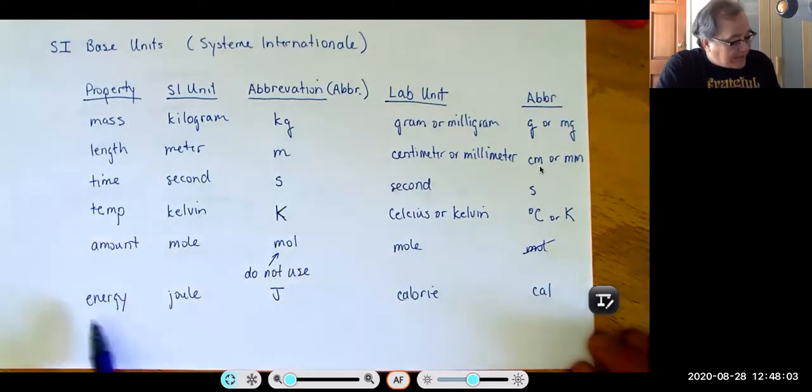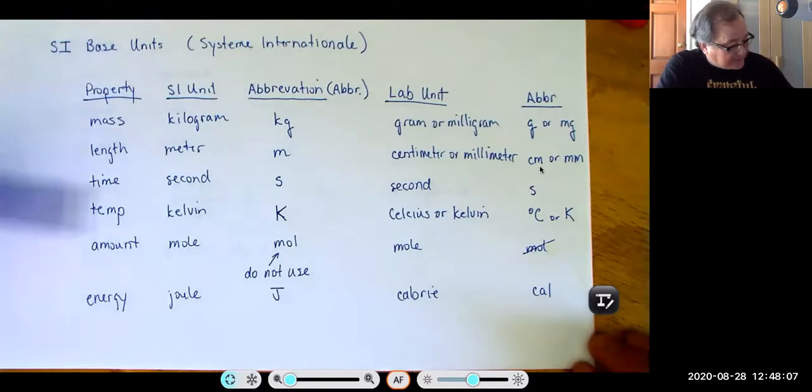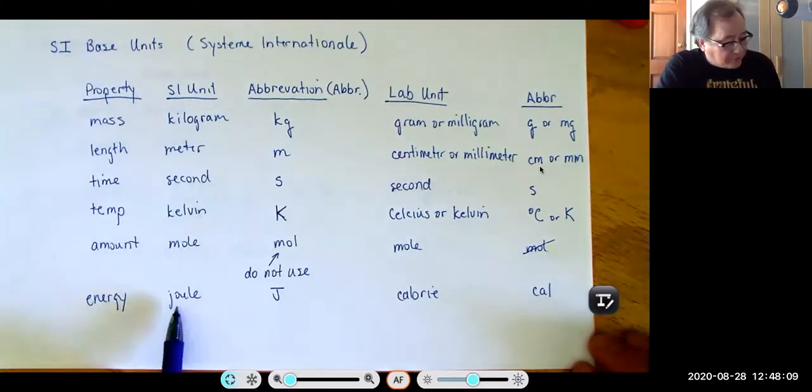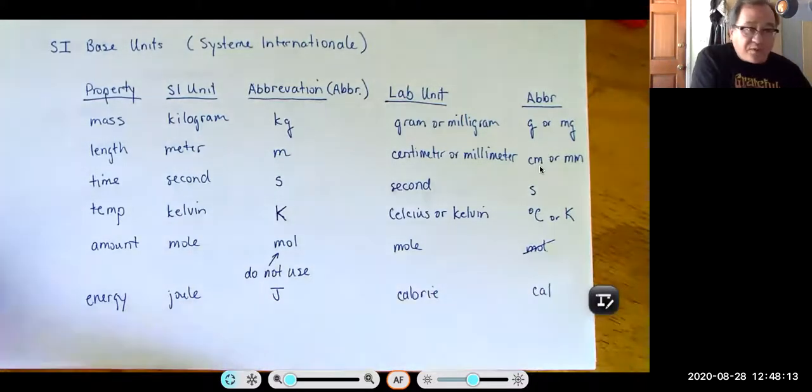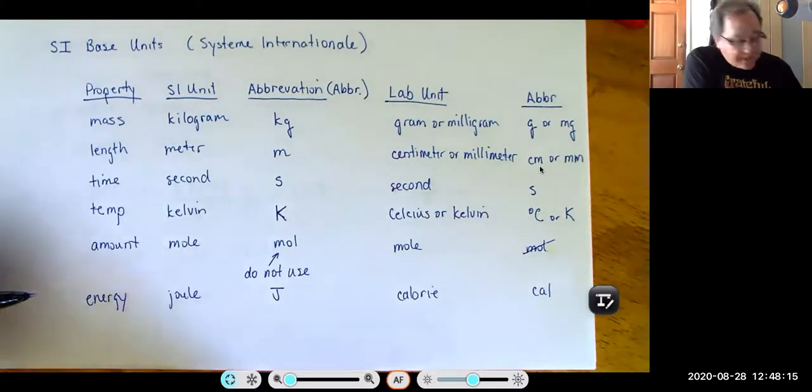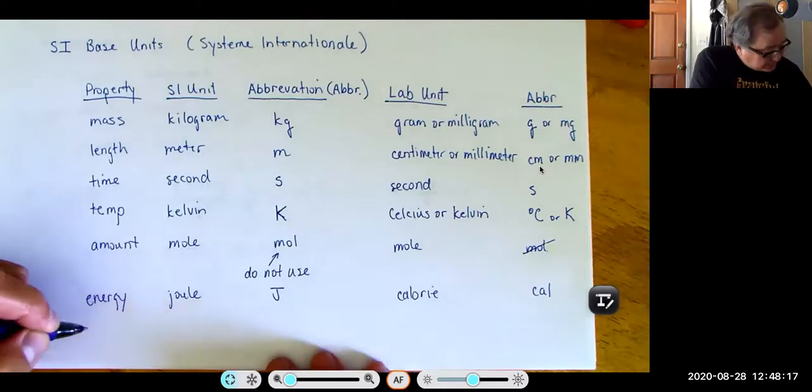I've also added energy here. It's not really one of our SI units, but we're going to add it. For energy, we have the joule. For the lab unit, we use the calorie. Now, this is not really an international base unit, but I'm going to add it.